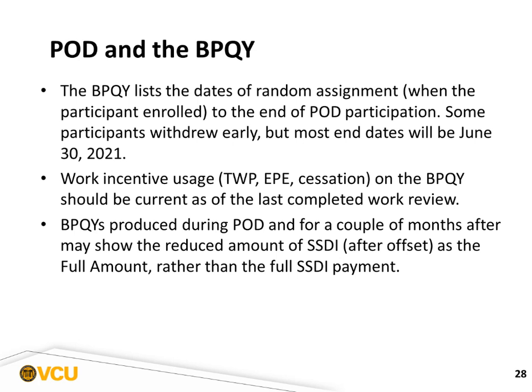For most people, the end date will be June 30th, 2021, but some people withdrew from POD early. Since POD participation was voluntary, some people decided that they no longer wanted to participate and withdrew. That is fine, but keep in mind that those individuals became subject to standard rules the month following that date. Now, the information that you see on page 2 of the BPQY about trial work months used and cessation should be accurate. This is because those fields are not updated until a work activity review has been completed.